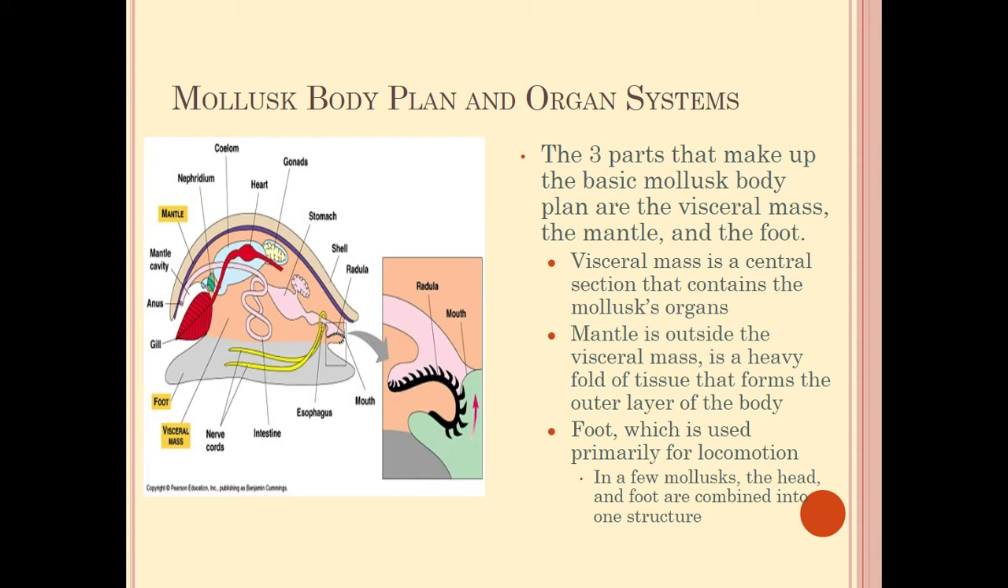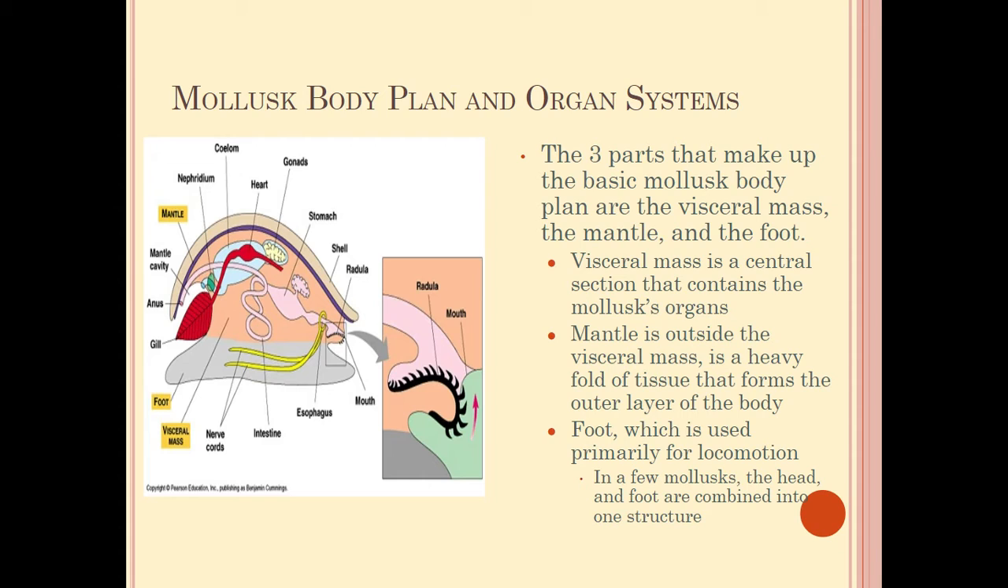So a mollusk will make up a three-part body plan. One, it will have a visceral mass. It will also have a mantle and a foot. And so if we look here, this whole purple area right down at the bottom, this would be our foot. This visceral mass is located right here. It's the pink area, and then this dark purple area is the mantle. Notice the mantle is the smallest.